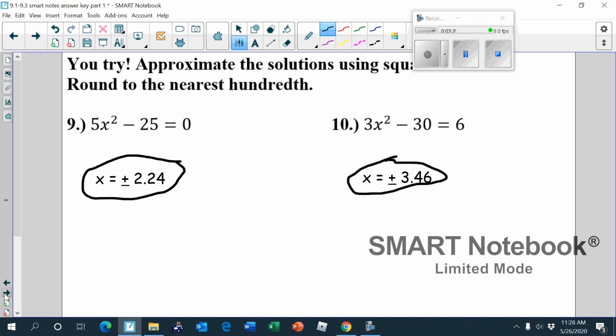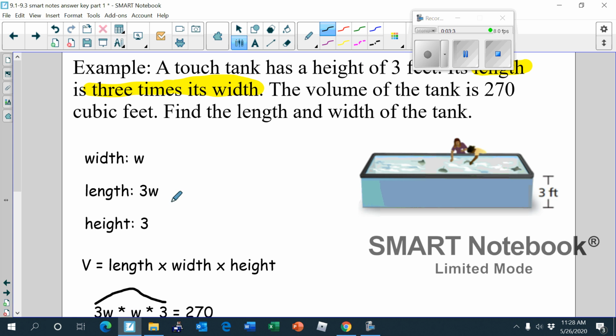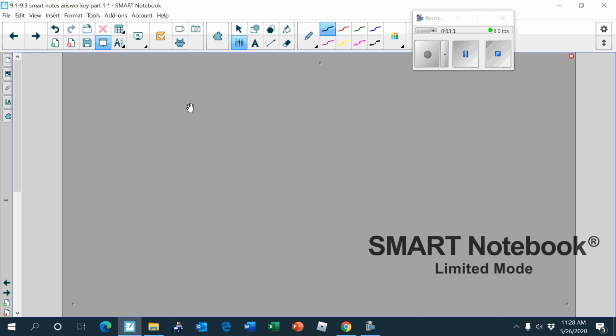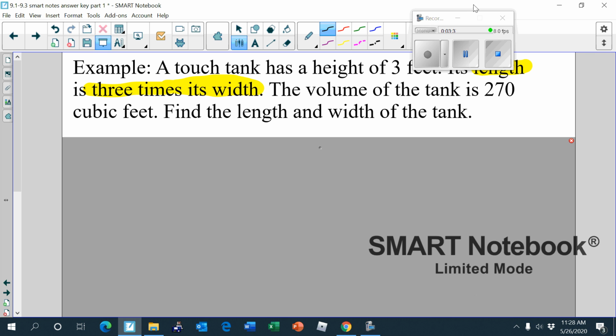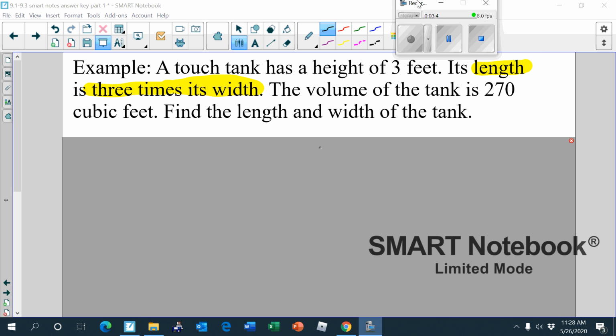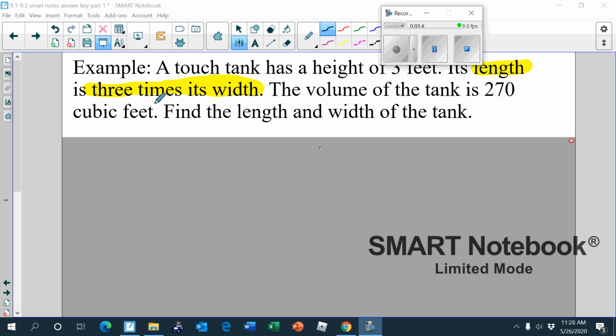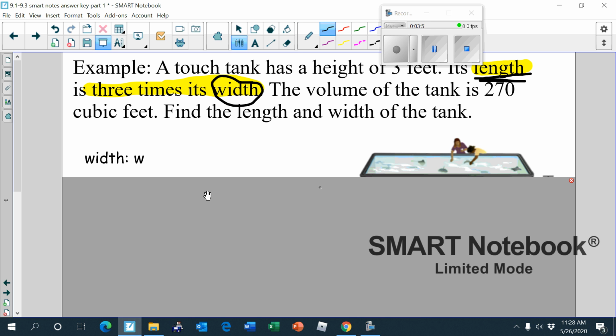All right, and the next one we're going to do is a word problem. I already set it up, so let's just talk about it. We have a touch tank that has a height of 3 feet. Its length is 3 times its width. What we know about is the length. What we don't know anything about is the width. So why don't we call the width W? We're going to say that the width is W because we know nothing else about it.